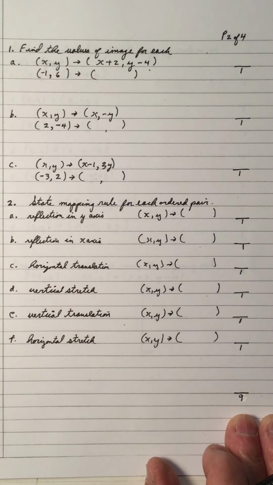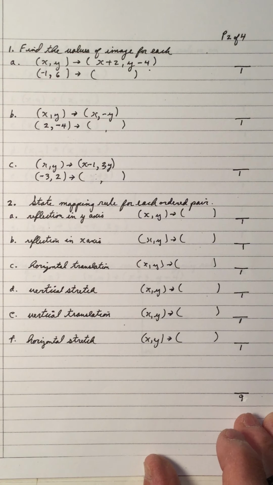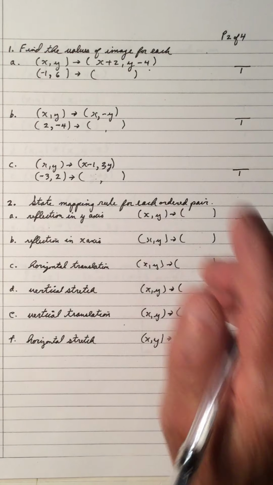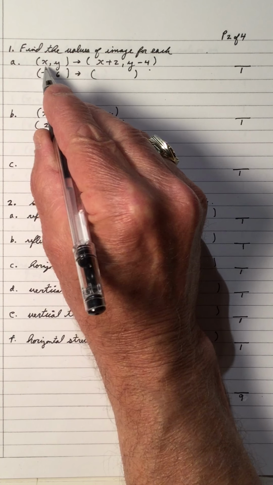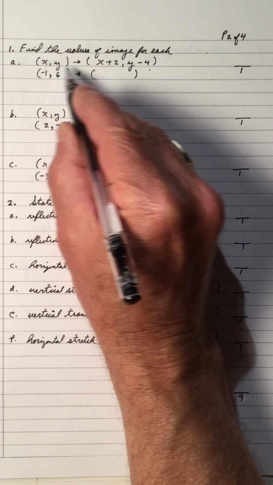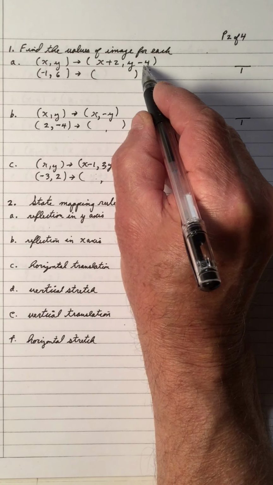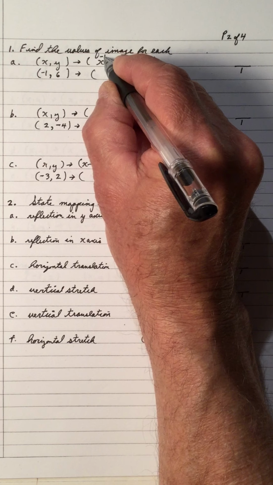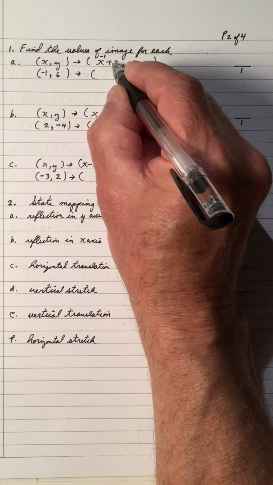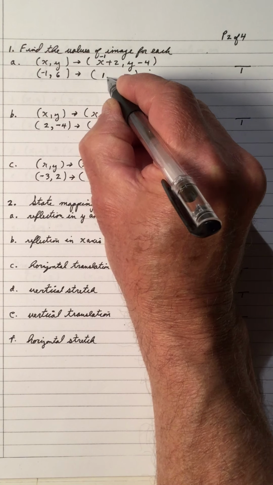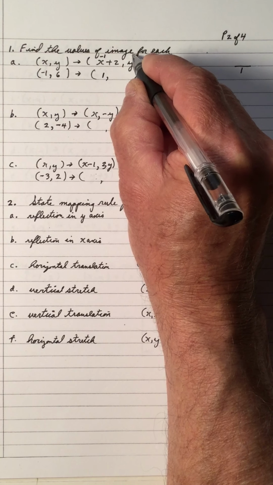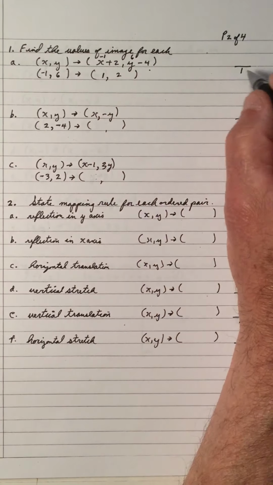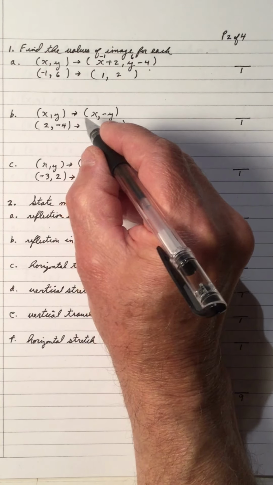The review. Number 1, find the values of the image for each. We have the mapping rule (x, y) goes to (x plus 2, y minus 4). So x is negative 1, so negative 1 plus 2 is 1. y is 6. 6 minus 4 is 2. So if you have (1, 2), give yourself a mark.